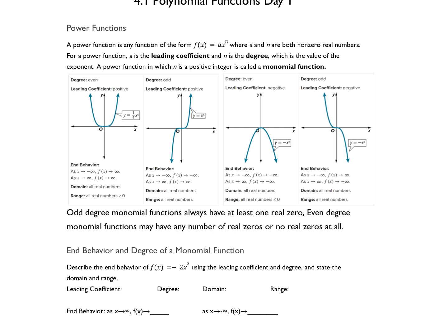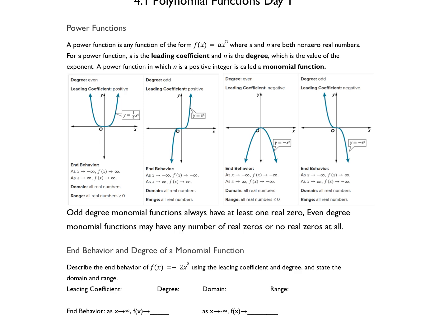So odd degree monomial functions always have at least one real 0. Even degree monomial functions may have any number of real zeros, or in fact, no real zeros at all. The end behavior and degree of a monomial function, this is how we could describe it.